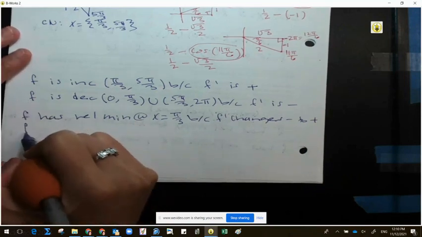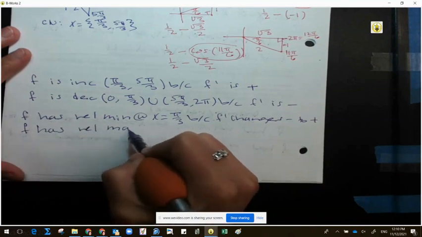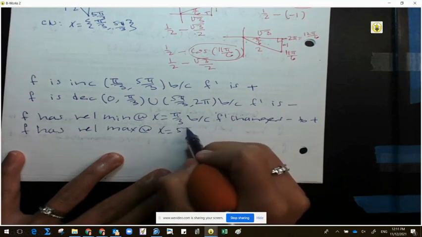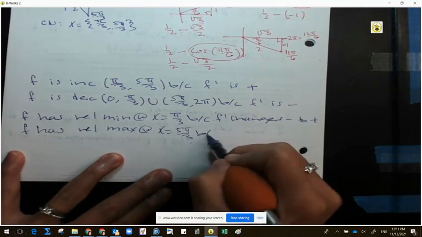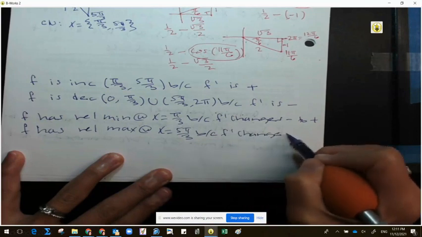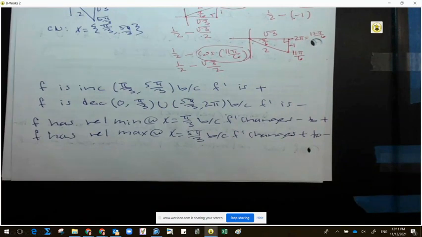Okay, let's mimic that for the relative maximum. The function has a maximum. What is my x value at? 5 pi over 3. And for my because, what sign must come first? Very good. Positive to negative. And when you're physically looking at the graph, it's pretty obvious.